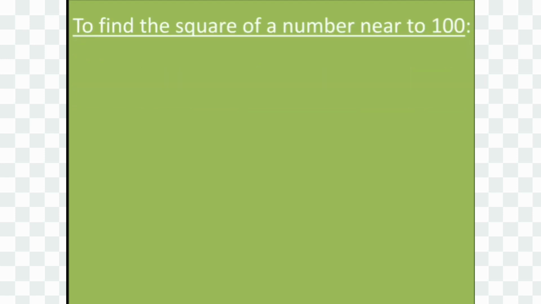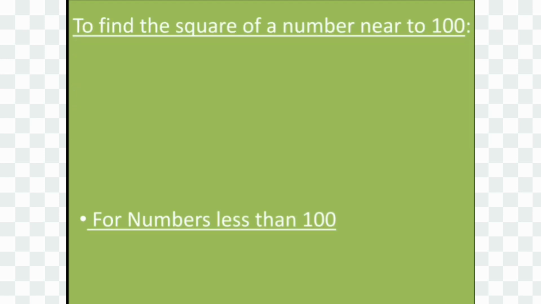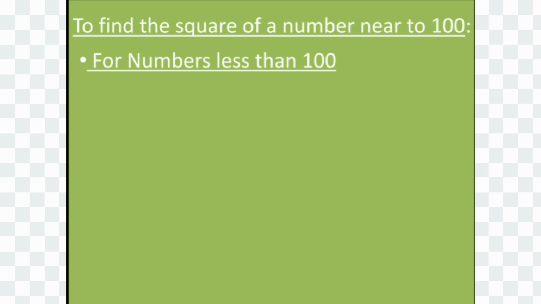To find the square of a number near to 100. For numbers less than 100. Let's see for numbers less than 100, and later we can see for numbers greater than 100. So let's see the square of 98. In order to find out the square of 98, that is 98 square, we are going to use a trick so that we could finish our calculation in very few seconds.